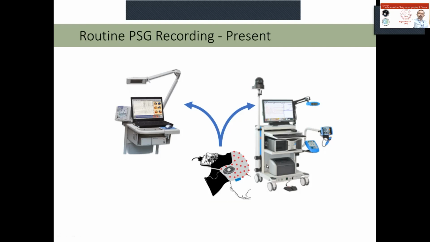Now there are dedicated caps which you can use specifically for sleep, which means the placement will be easier. So you don't need to identify the places, and across labs the measurements will be more consistent, and it's more compact too. The cables are all embedded into a single connector, and you don't need to place them individually.